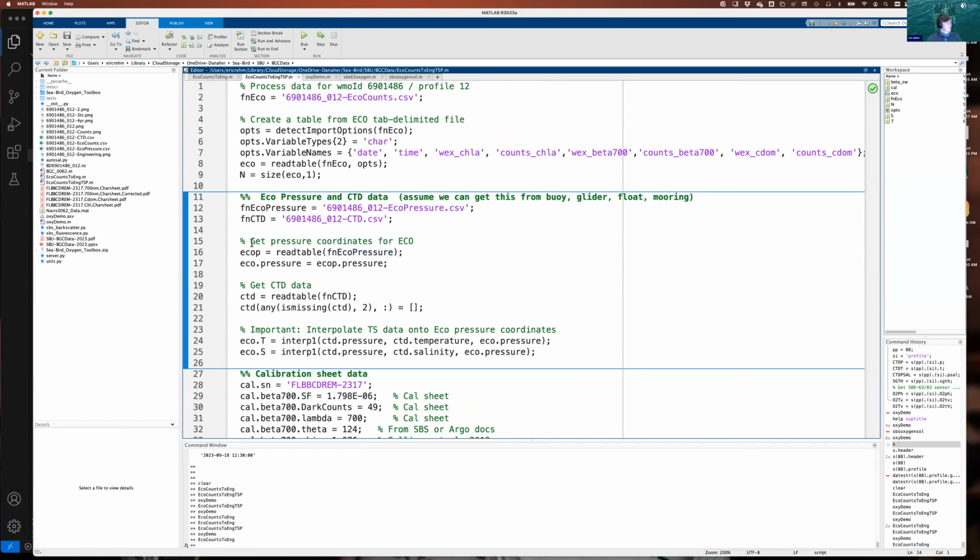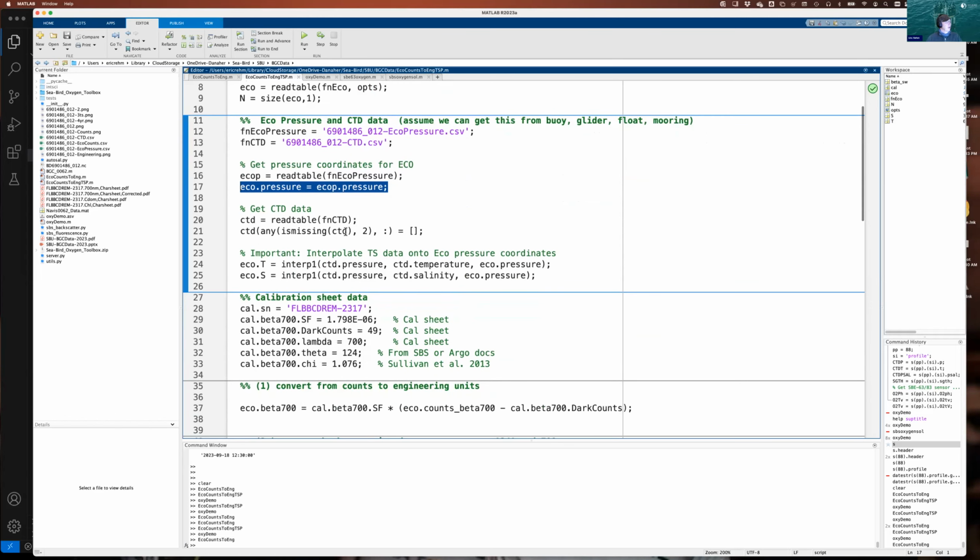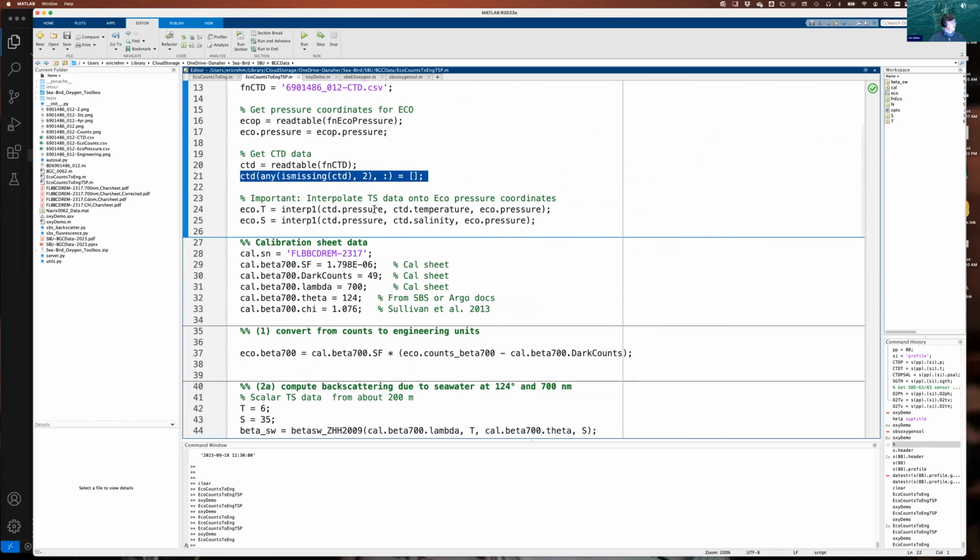So the only difference in this particular case is we're going to read those CTD values and the eco pressure values. I'm going to add that pressure to the table. I'm going to read the CTD data. I'm going to throw away any data where there is essentially a missing value. And then I'm going to interpolate the CTD data onto the eco pressure coordinates.